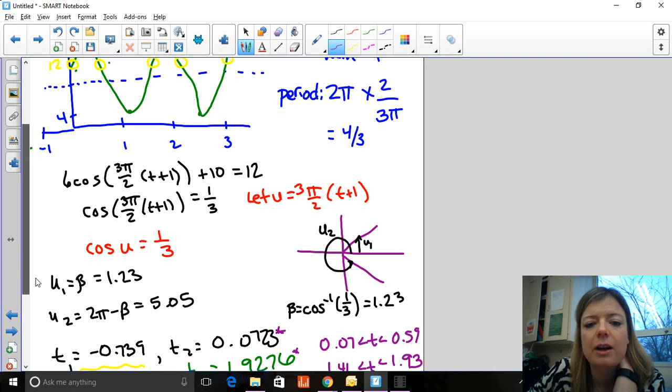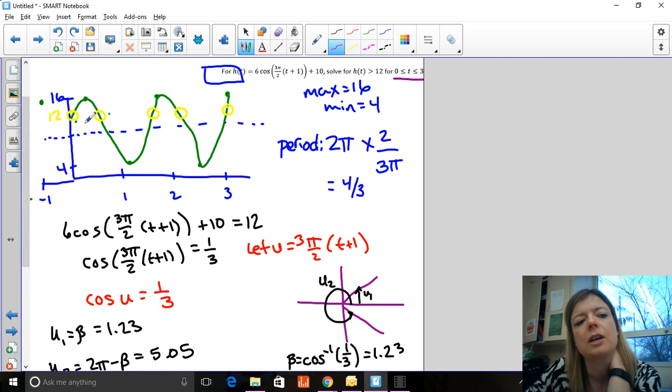You actually solve for 12 and then use your sketch to see where it is above 12.